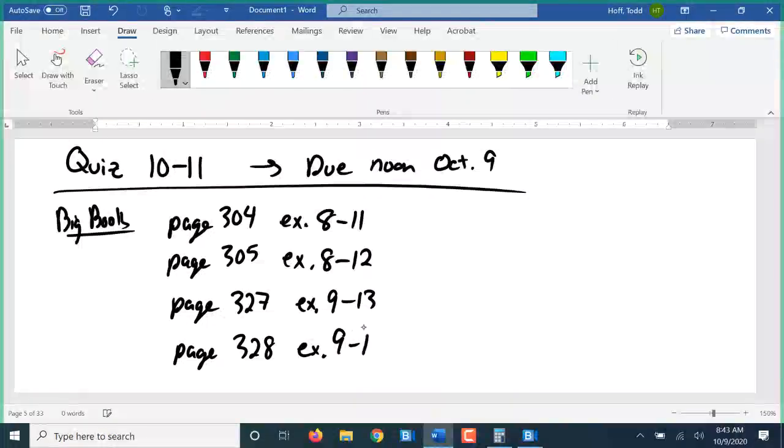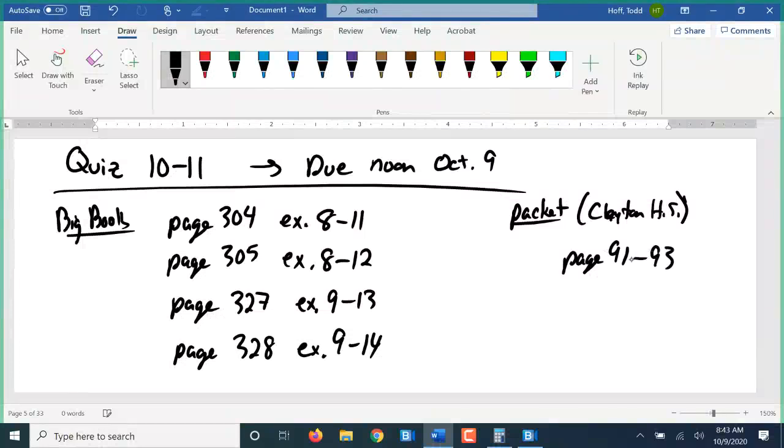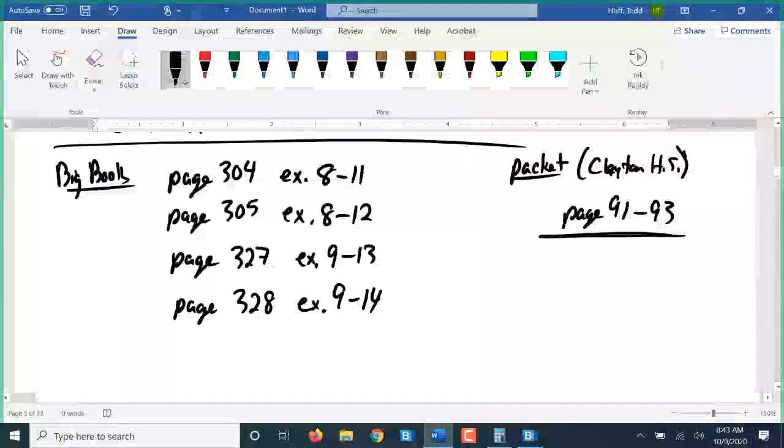And page 328, exercise 9-14. Then in that packet that you got a couple weeks ago, that's that Clayton High School packet, in that packet, page 91 through 93, that is these dual unit conversions or rate conversions. Very important that you do some of those. Those are really a big skill to have, being able to convert those rates. And there are also some in the book.